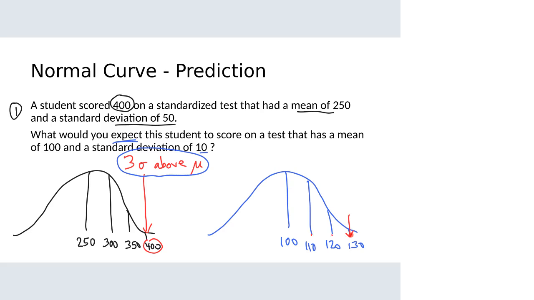So what we would expect them to score on this one would be 130, because that would be 3 standard deviations above the mean. And that's all we're after there. We're not after anything any more complicated than that. If you see a question like that one, what we're doing is we're saying whatever they scored in relation to the mean on the first test, we expect them to have the same performance on the second test.